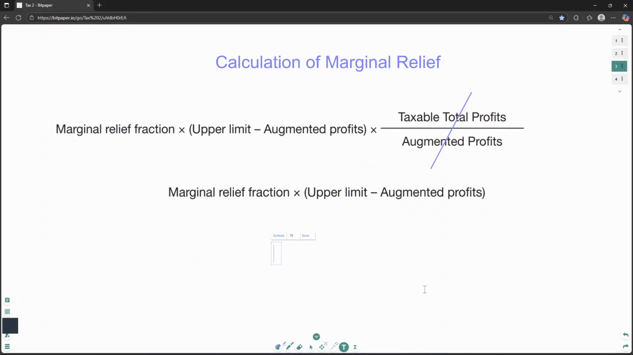So what you're then left with is the marginal relief fraction, which is 3 divided by 200 times the upper limit minus the total taxable profits. So that definitely simplifies the formula if there's no difference between the augmented profits and the total taxable profits. So that's where there's no dividends from non-associated companies.